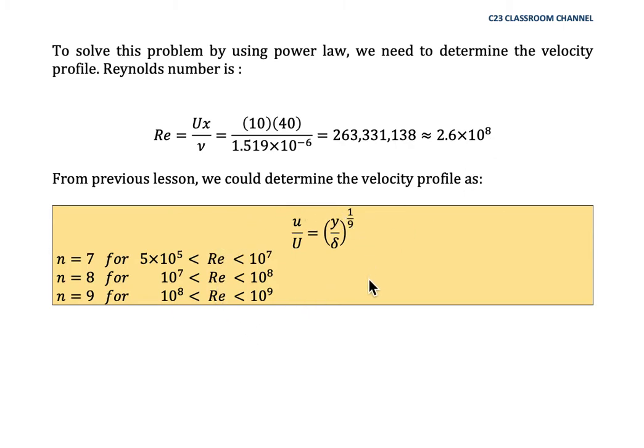In my previous lesson, we already discussed how to determine the value of n. We found that the Reynolds number is more than 1 times 10 to the power of 8, so this lies in the range bigger than 10 to the power of 8 but smaller than 10 to the power of 9. So we assume that the velocity profile for that condition is y over delta to the power of 1 over 9.